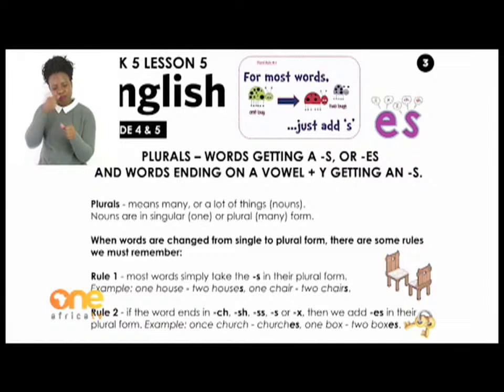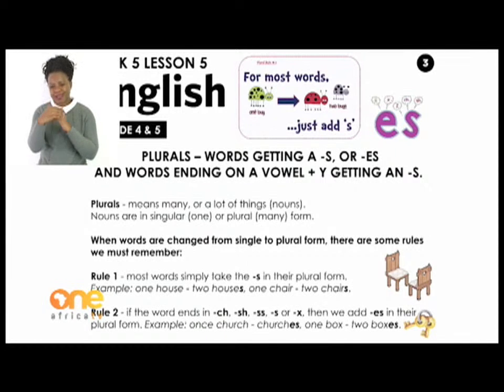Rule number one. Most words simply take the S in their plural forms. Most of them, if you look, take an S. For example, one house, two or more houses. One chair, two chairs. If you look closely at these nouns, when they are pluralized, they just add an S.